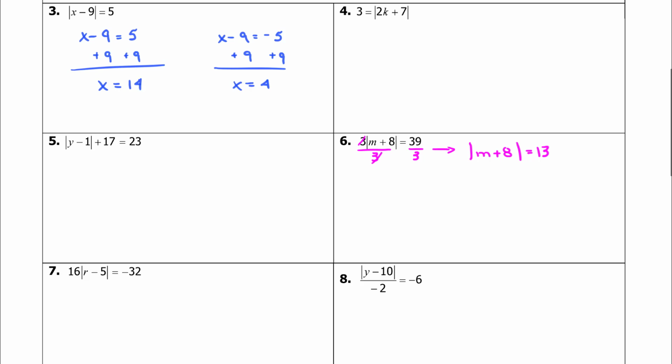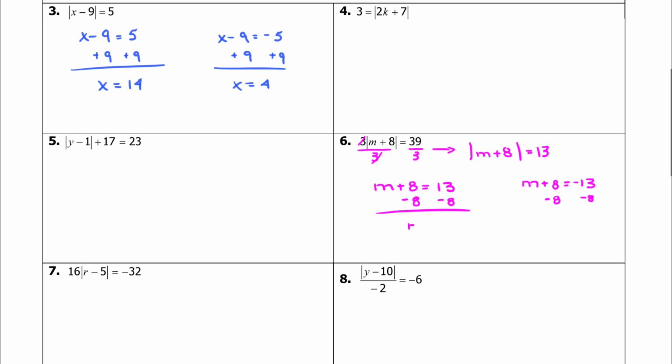And now I do have the absolute value by itself, and I can generate my 2 cases. The first one is m plus 8 equals 13. The second one is m plus 8 equals -13. And I'm going to subtract 8 in both cases.